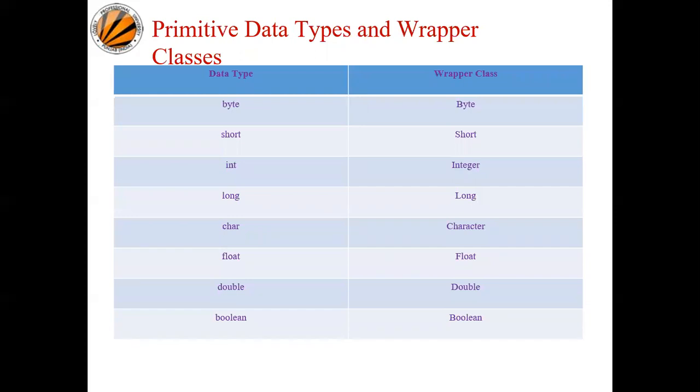These are the primitive data types and wrapper classes. Data type byte, wrapper class Byte; short, Short; data type int, wrapper class Integer; long, Long; data type char, wrapper class Character; data type float, wrapper class Float; data type double, wrapper class Double; data type boolean, wrapper class also Boolean.